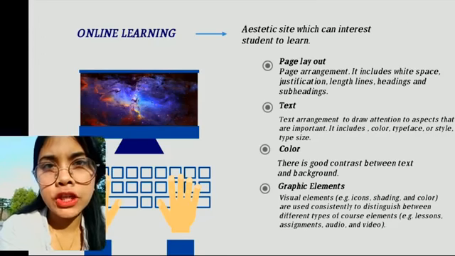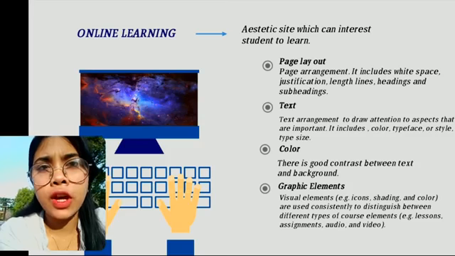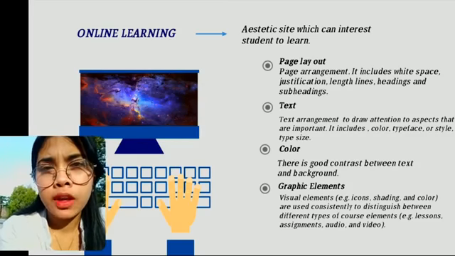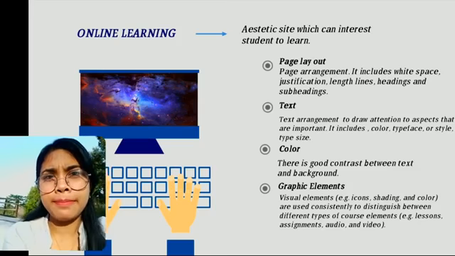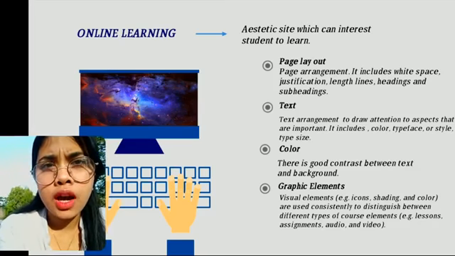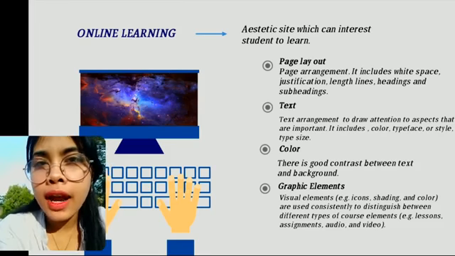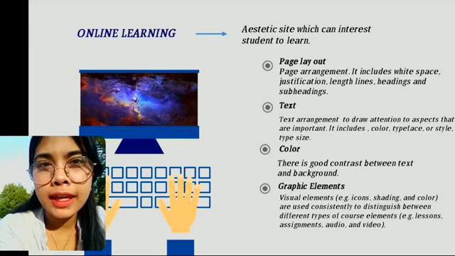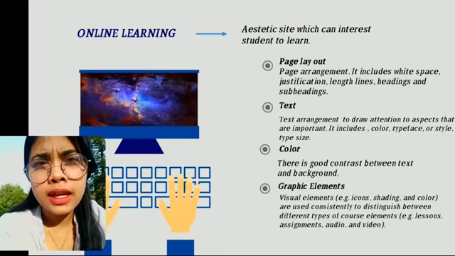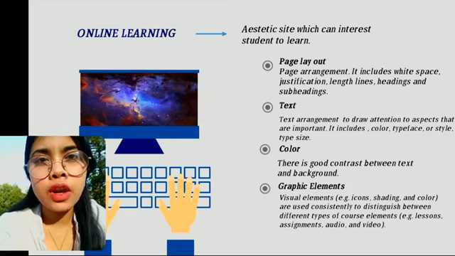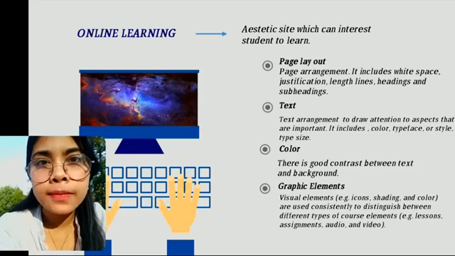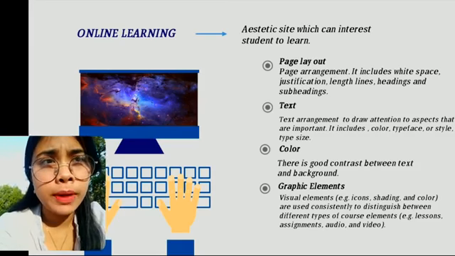And then justification. Justification is the layout for the paragraph. Basically, we should use left and right justification to make the text flow, so the reader understands the flow of the content or the topic.